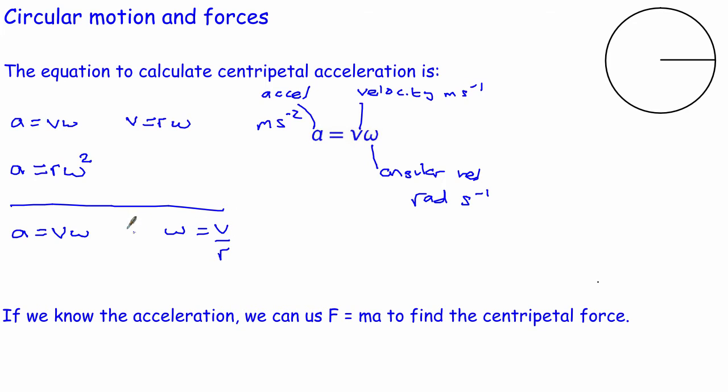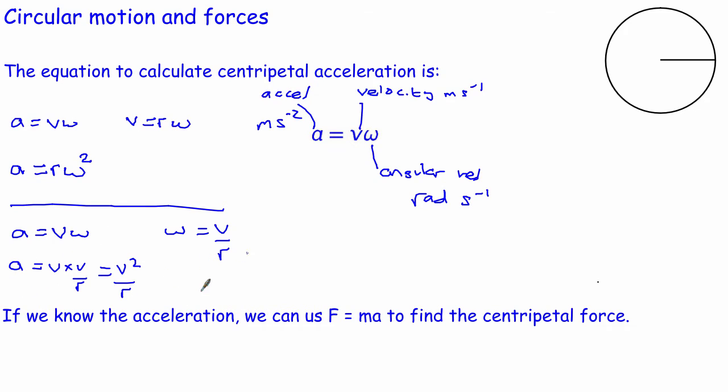Now we can use this equation to get rid of omega in this thing, so a is equal to v here times omega, but omega is v over r. So we've got v times v over r, v squared over r. So in this case, if we know the velocity that the thing is moving around the circle, the normal velocity in meters per second, and we know the radius of the circle, then if we do v squared over r, it gives us the acceleration.